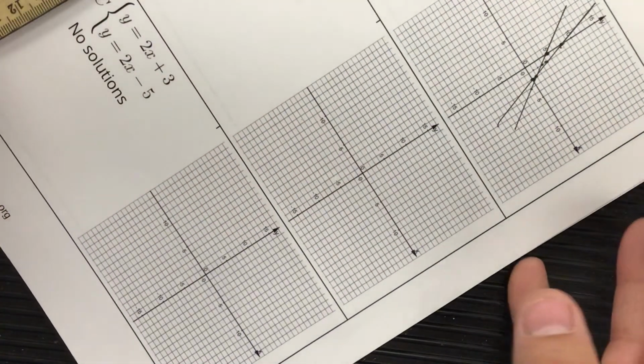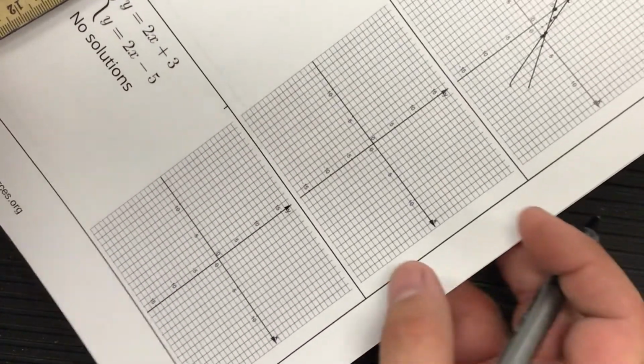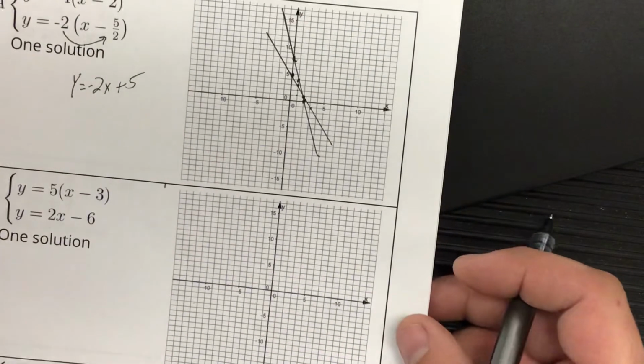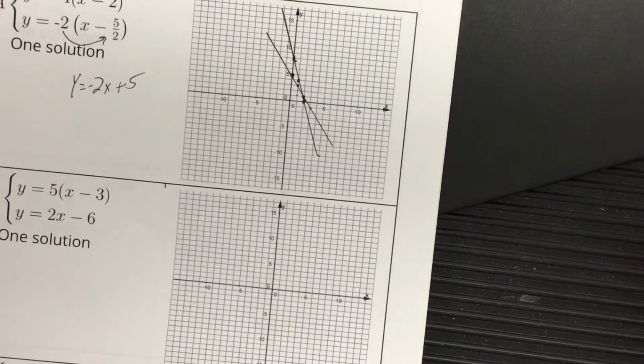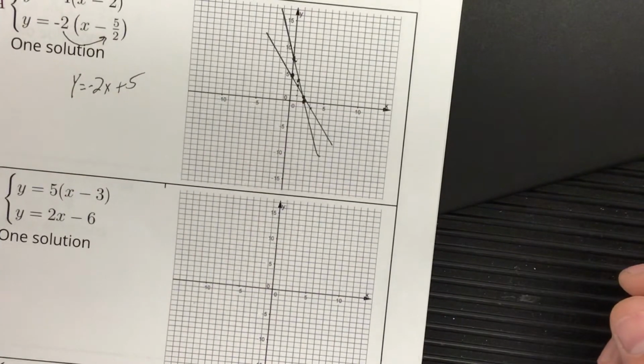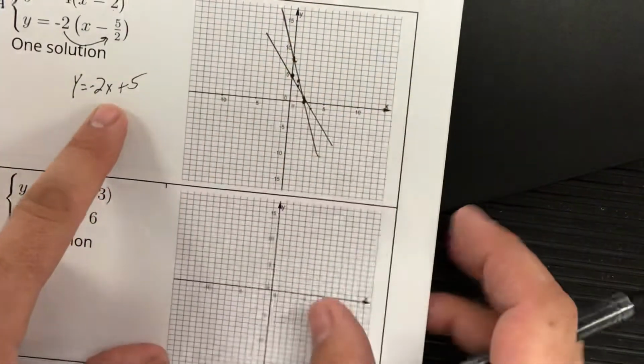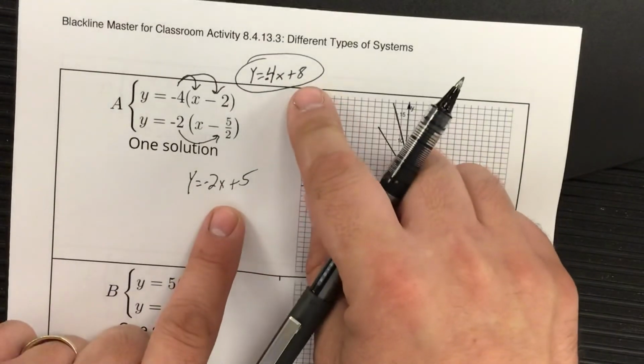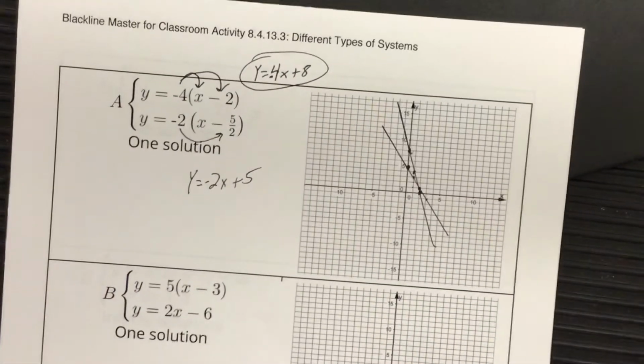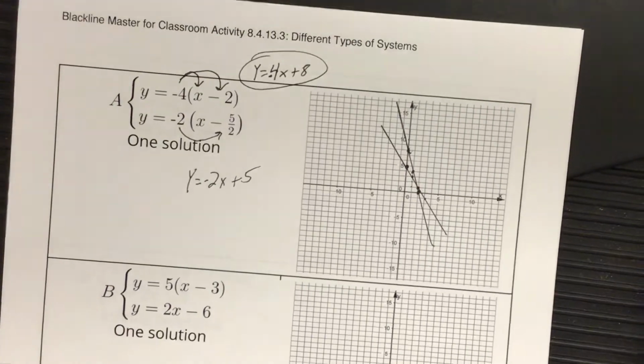If you're still on that page, remind me, was it asking for an answer or just to graph them? Graph each system of equations. That's it? All right, so we did that. Again, we could set them equal to each other and solve it just like you did in the book to get the point. It's not asking us for the point, so we do not have to do that.